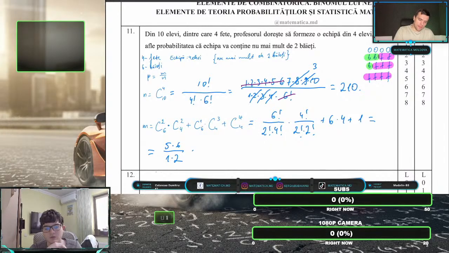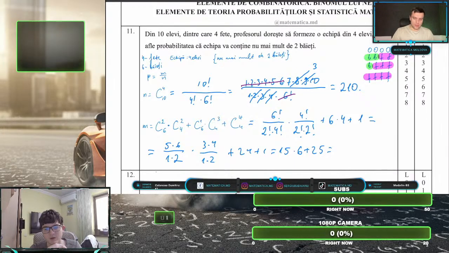Okay, so the second one, 3 times 4, and then 2 below. Simplify that. 24 plus 1 over there. So that's going to be 15, like I said. That will be 6. And that will be 25. So 15 times 6, that's 90 plus 25. That is 115.